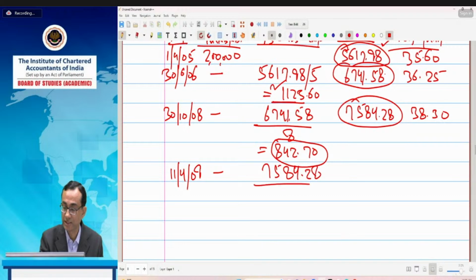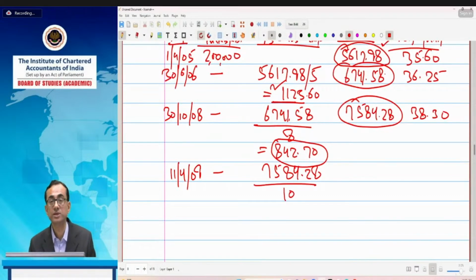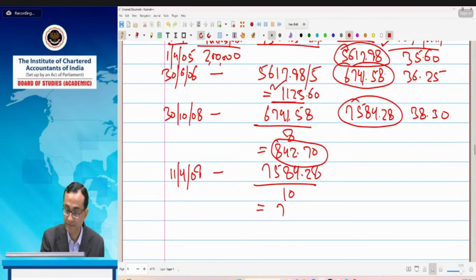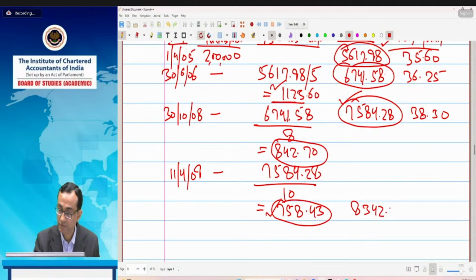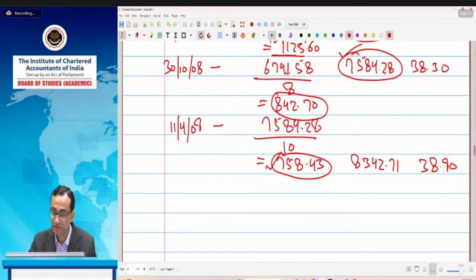7584.28 divided by 10, because it is one bonus unit in place of 10. So it will be 758.43. We add these 758.43 units added because of the bonus issue to the earlier units, that is 7584.28. So the amount arrived at is 8342.71, and the NAV is given on that date also, 38.90. So the final closing units arrived at are 8342.71. This is the total units.